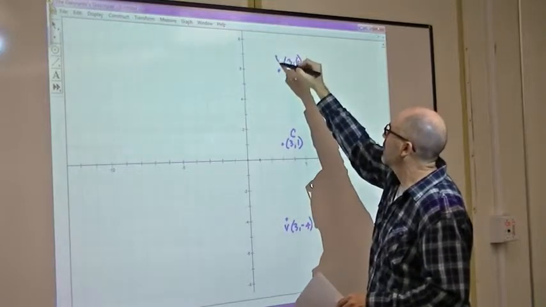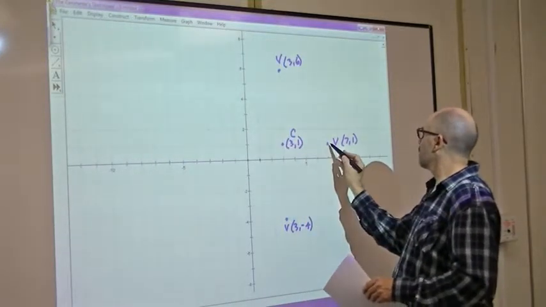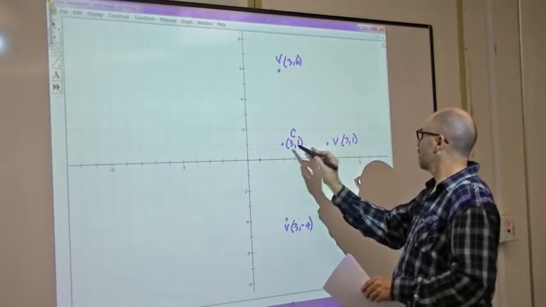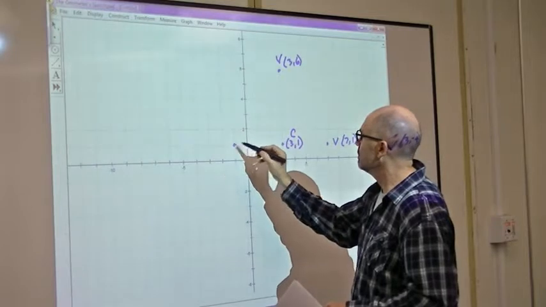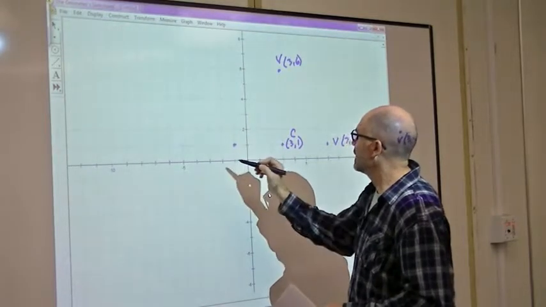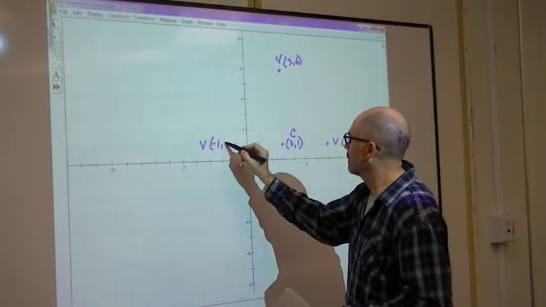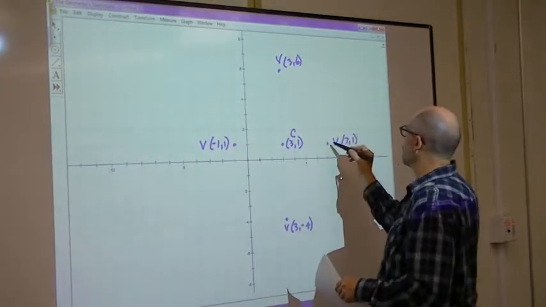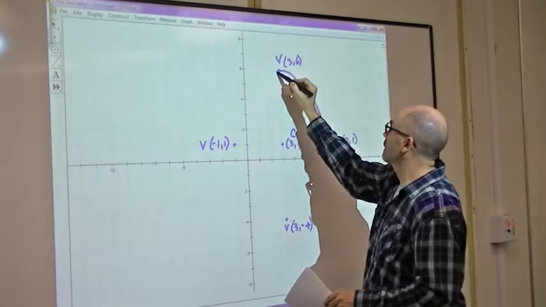And then I've got another vertex. This goes 4 to the right from (3, 1) to (7, 1), so I need to go 4 to the left, and I would be at (-1, 1). Okay, so my ellipse is going to look like this.